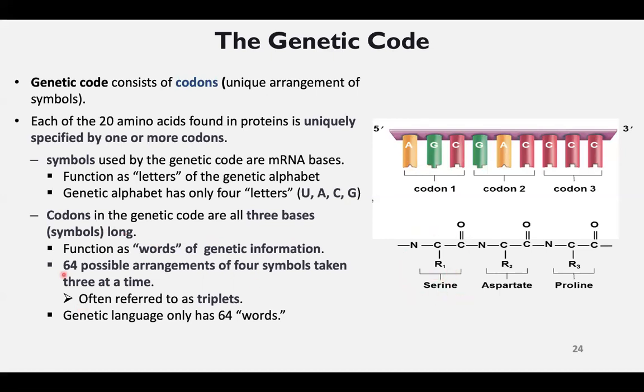Okay, so there are 64 possible arrangements of 4 symbols taken 3 at a time. Codon has 3 bases, so they are often referred to as triplets. So this genetic language only has 64 words. Okay, let's look in detail at what the codons are.